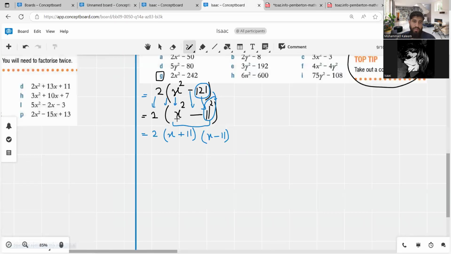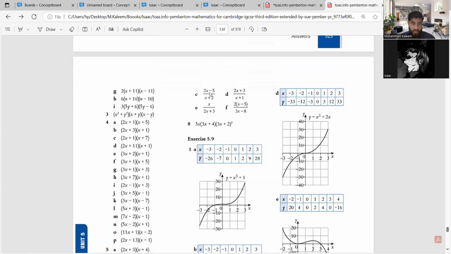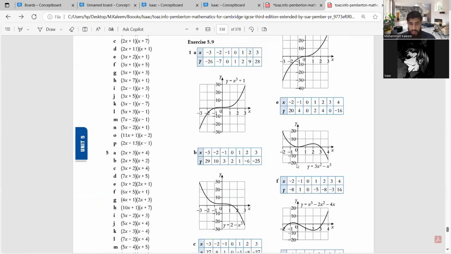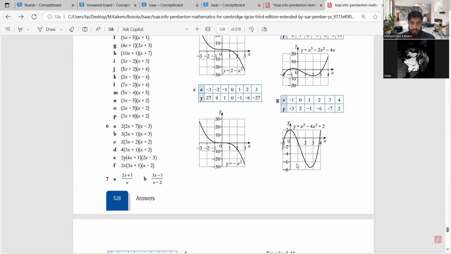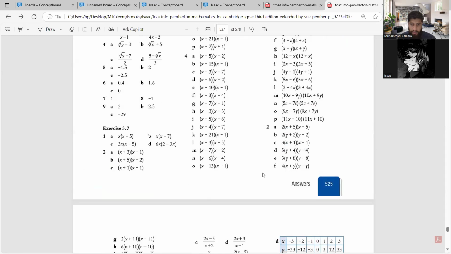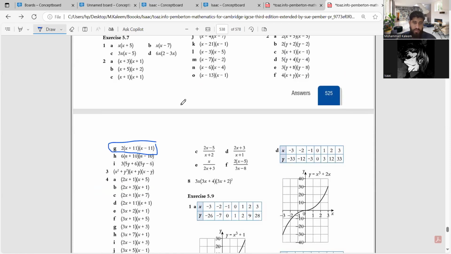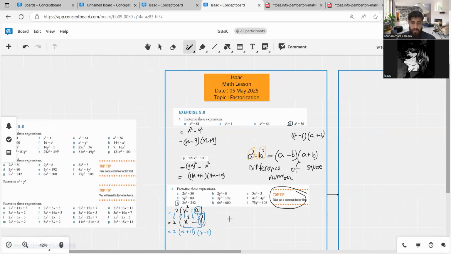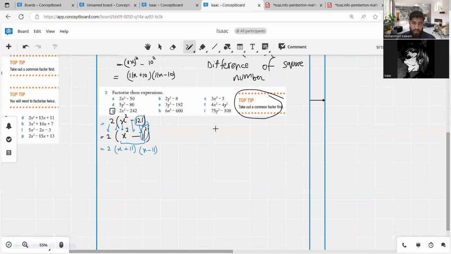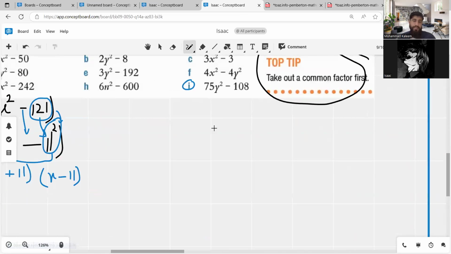5.8 or 5.9? Which exercise are we doing? 5.8, question number 2, and it's the G part. This is the answer. Okay, now it's your turn. Again, your turn. You have to solve the I part quickly. I, the last one.